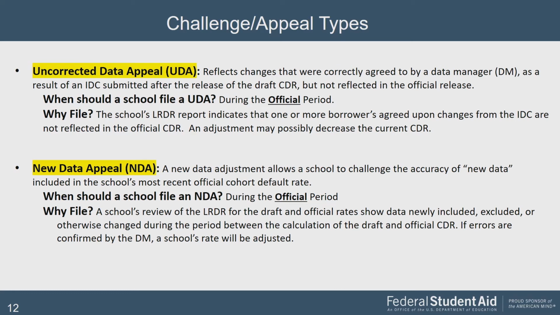The uncorrected data appeal, which I briefly mentioned earlier, reflects changes that were incorrectly agreed to by the data manager or your servicer as a result of the IDC submitted after the release of the CDR rate, but not reflected in the overall release. You can submit this during the official cycle. Why file? The school's LRDR report indicates that one or more borrowers agreed upon in the change from the IDC are not reflected in the official CDR, and an adjustment may possibly decrease your current CDR. The new data appeal, the NDA, is the new data adjustment, which allows the school to challenge the accuracy of the new data included in the school's most recent official cohort default rate.